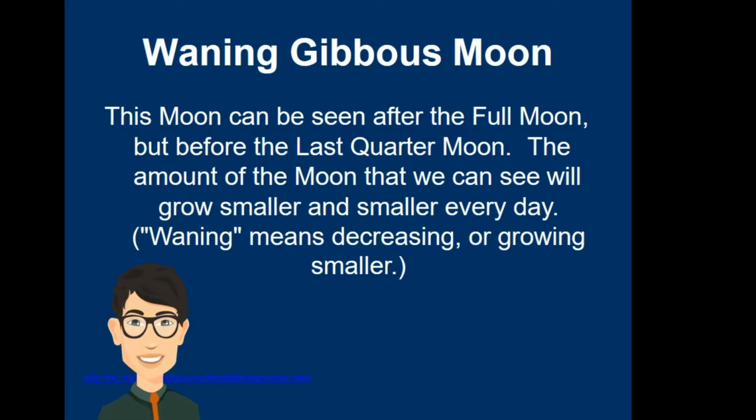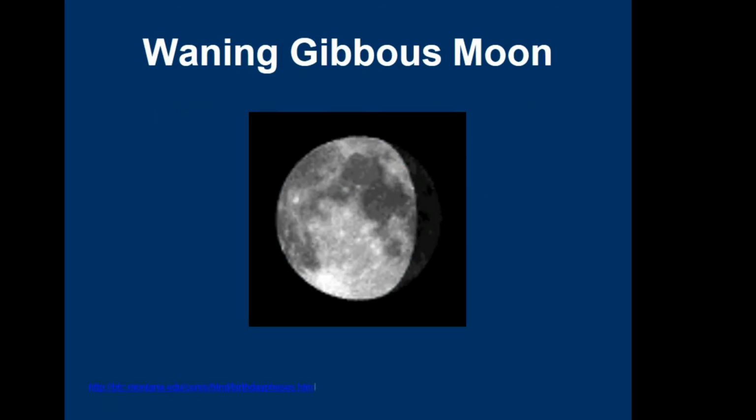Waning gibbous moon. This moon can be seen after the full moon, but before the last quarter moon. The amount of the moon that we can see will grow smaller and smaller every day. Waning means decreasing or growing smaller. Waning gibbous moon means that its illuminated side is starting to shrink from a full moon. Waning means that the moon appears to recede in size because the sun is progressively illuminating a smaller portion of its visible surface.